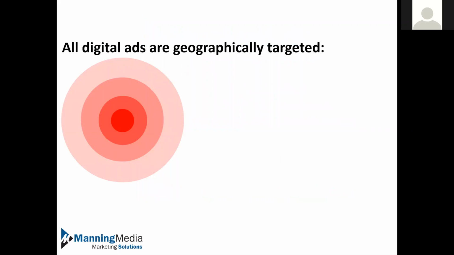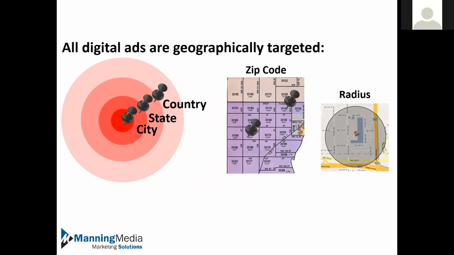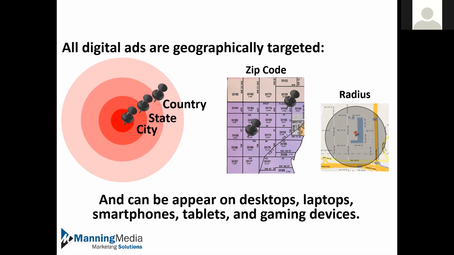So let's get started with how digital ads are targeted. All digital ads are geographically targeted, and you can start at the very broadest by country, narrow it down to state, go a little bit further into cities. You can utilize zip codes. You can even utilize radiuses around locations. In certain instances, some radiuses can get down as close as 200 to 500 feet around a particular location. But digital ads targeted geographically can appear on desktops, laptops, smartphones, tablets, and gaming devices.